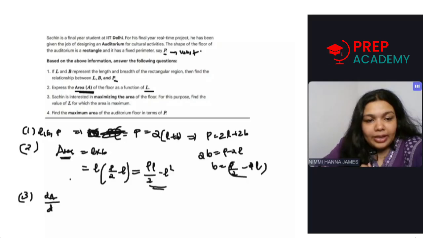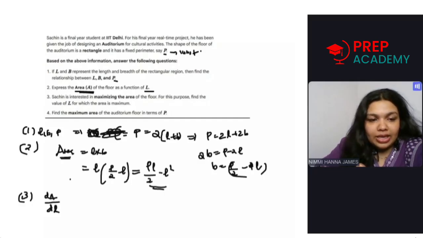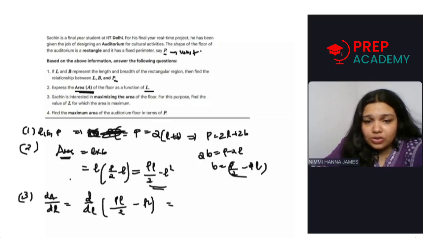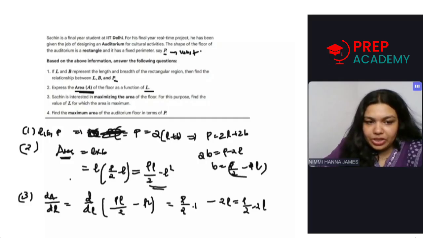So dA by dL, because we are differentiating with respect to L. Correct? Area is a function in terms of L. So dA by dL is equal to d by dL of (PL by 2 minus L square). In the first term, P is a constant and 2 is a constant, so P by 2 is a constant, I kept it there, and the differential of L is 1. So P by 2 minus, for L square it is 2L. So P by 2 minus 2L. That is the first differential.